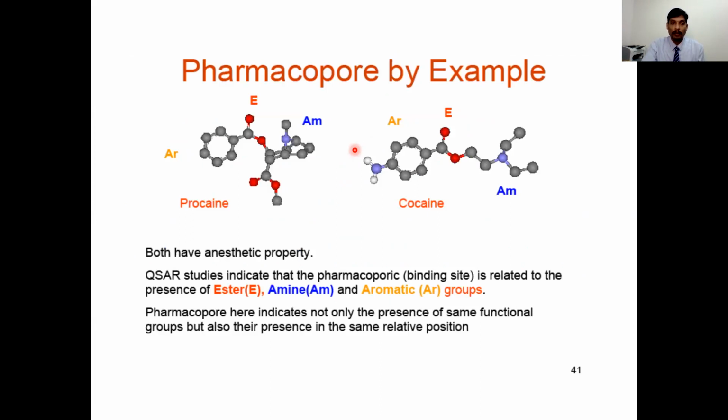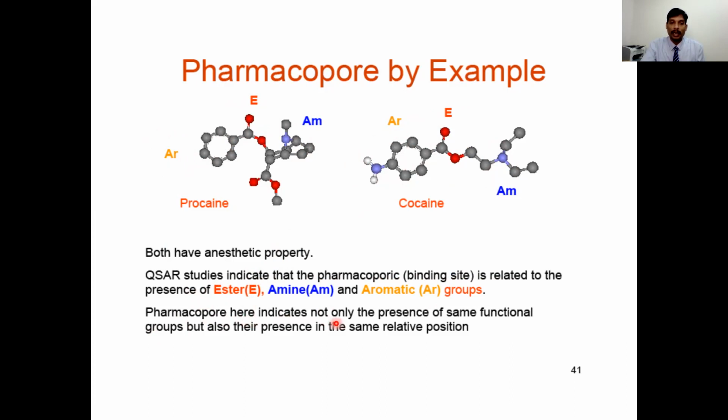Let's say this is procaine and cocaine. Both have anesthetic property. QSAR studies indicate that the pharmacophore binding site is related to the presence of this ester bond. See, this is the ester, also here the ester bond. This is the amino group, this is the amino group. And here the aromatic group. So this is called the pharmacophore.